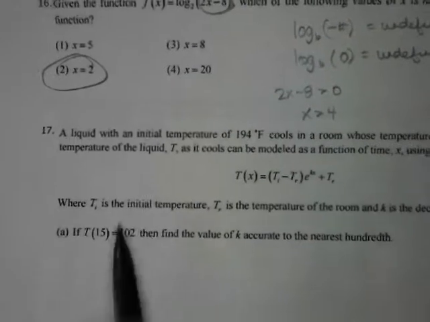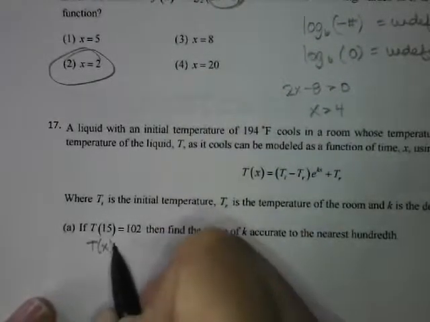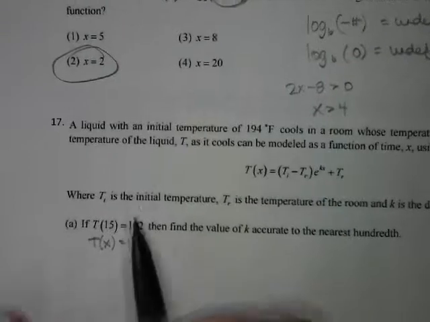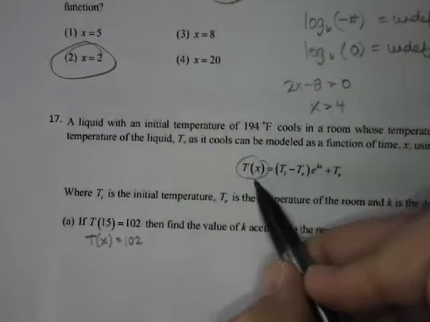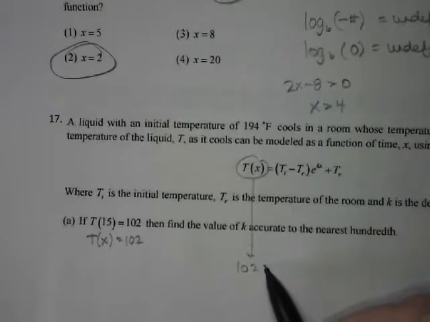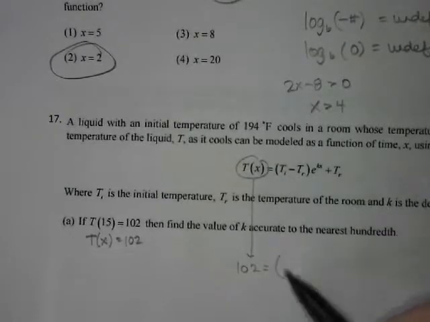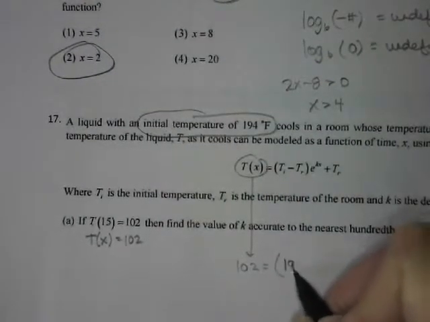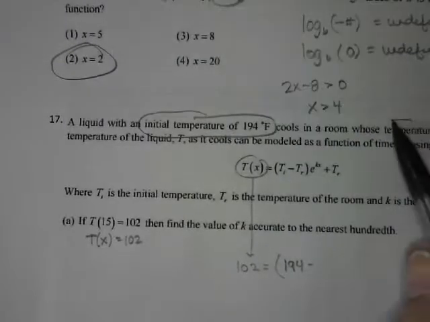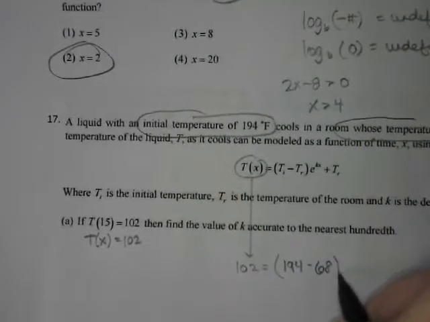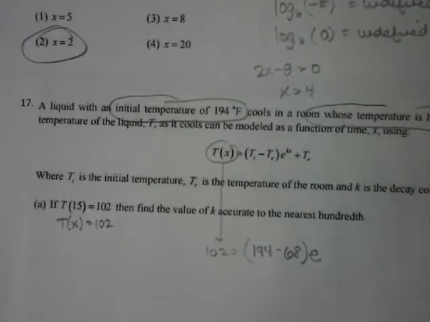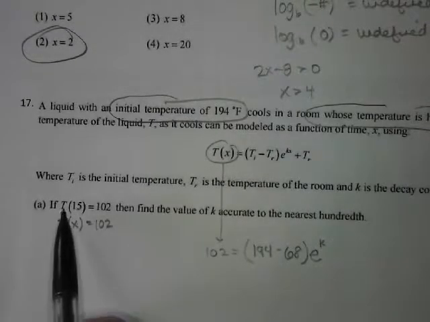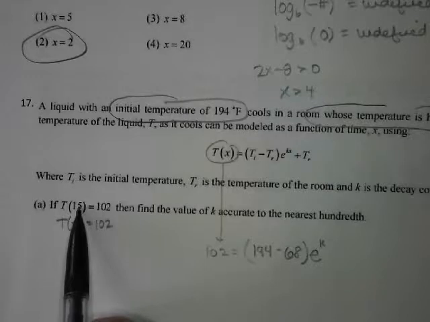So this is really T of X equals 102. So your X coordinate is 15. And your capital T is 102. So this is 102 equals your T sub I, they told us was initial temperature 194. It's a big maze in my opinion. Room temperature 68. E is not a variable, it's a number, so that stays. Your K is what we're looking for. We have an X value of 15. So this is telling us that after 15, is it hours or minutes, or it doesn't say, does it?